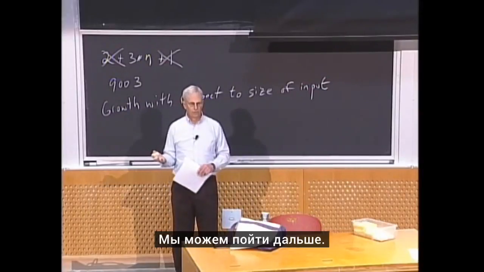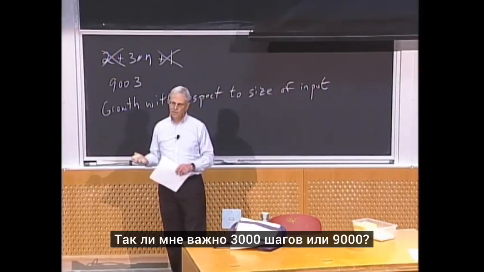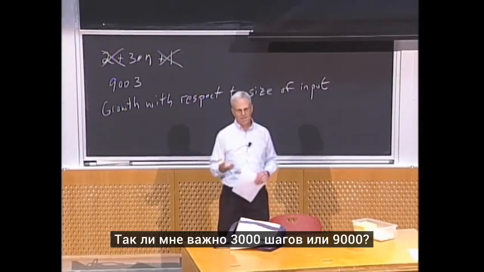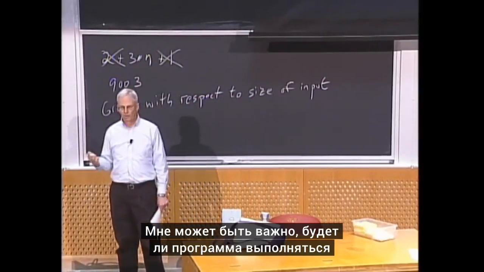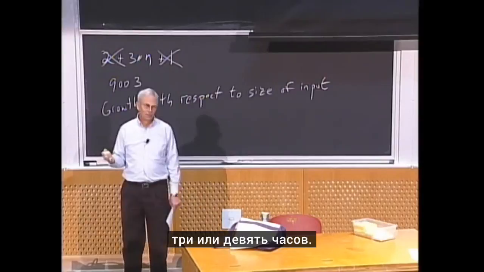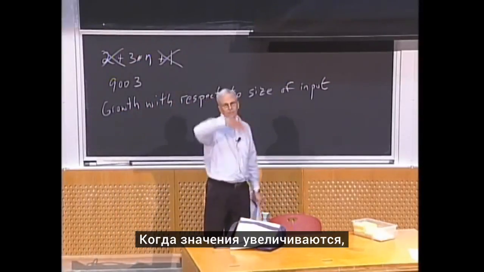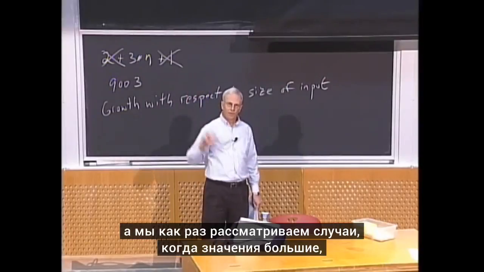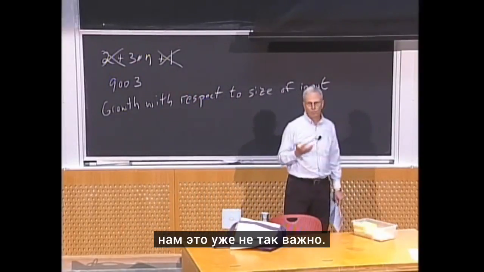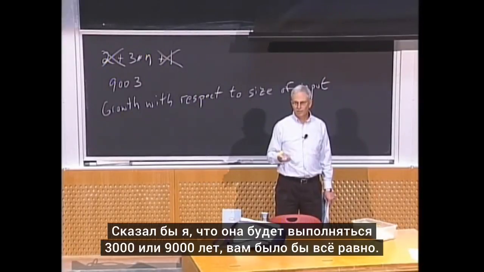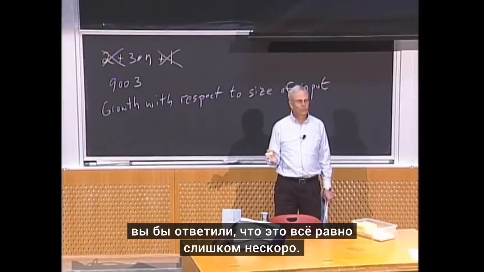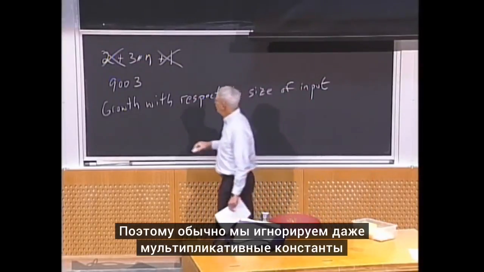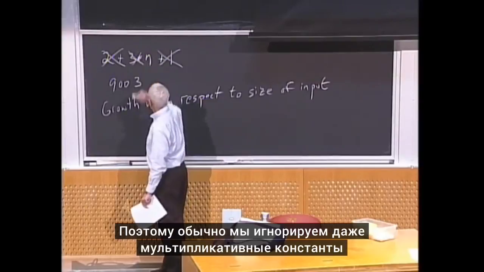We can even go further. Do I actually care whether it's 3,000 or 9,000? Well, I might. I might care whether a program takes, say, 3 hours to run or 9 hours to run. But in fact, as it gets bigger, and we really care about this as things get bigger, I probably don't care that much. If I told you this was going to take 3,000 years or 9,000 years, you wouldn't care. Or probably even if I told you it was going to take 3,000 days or 9,000 days, you'd say, well, it's too long anyway. So typically, we even ignore multiplicative constants.